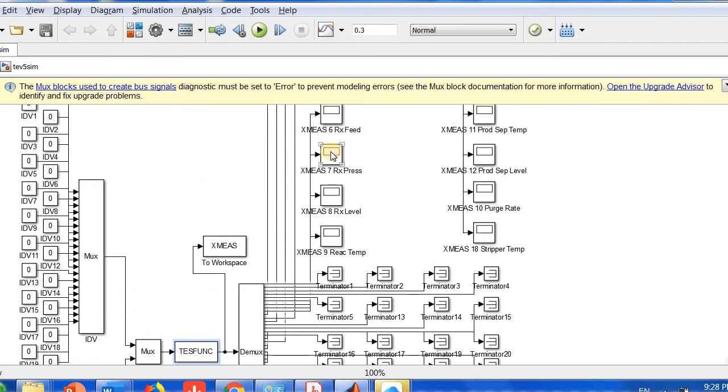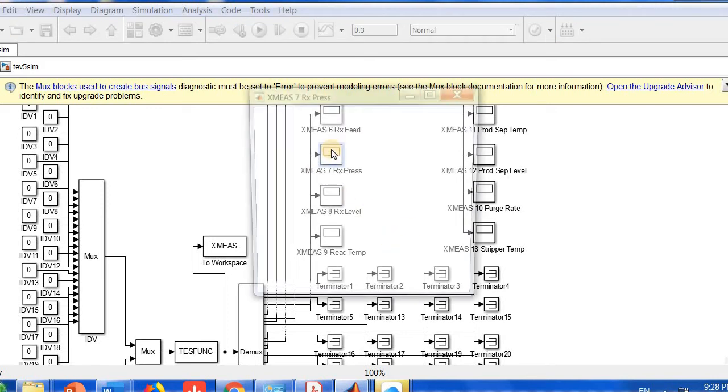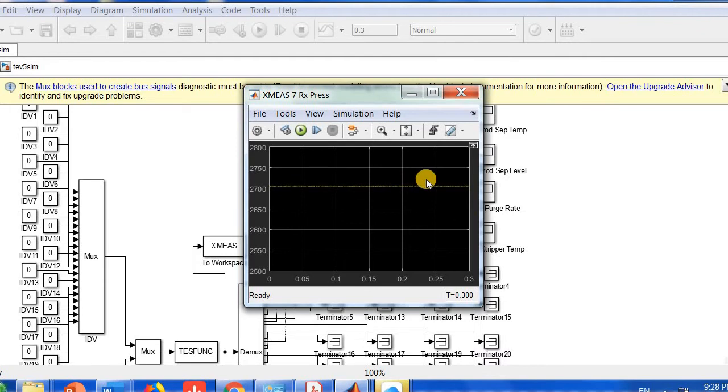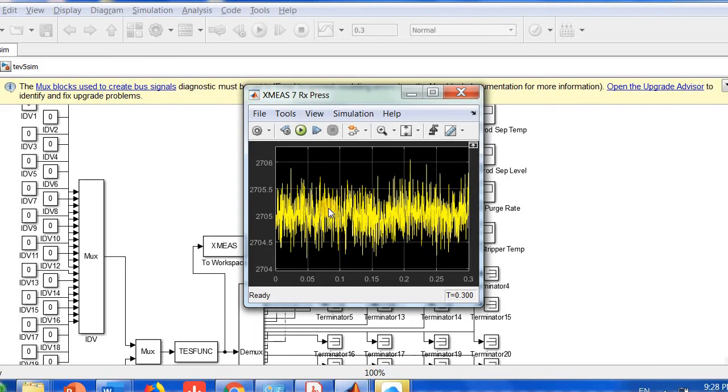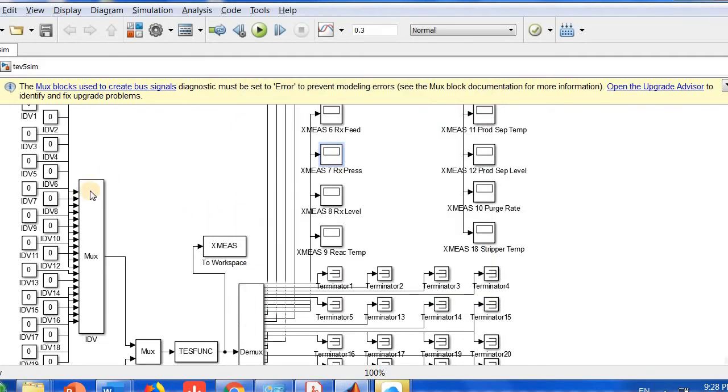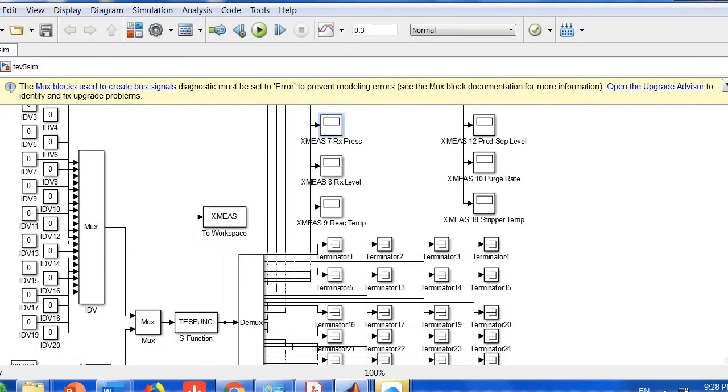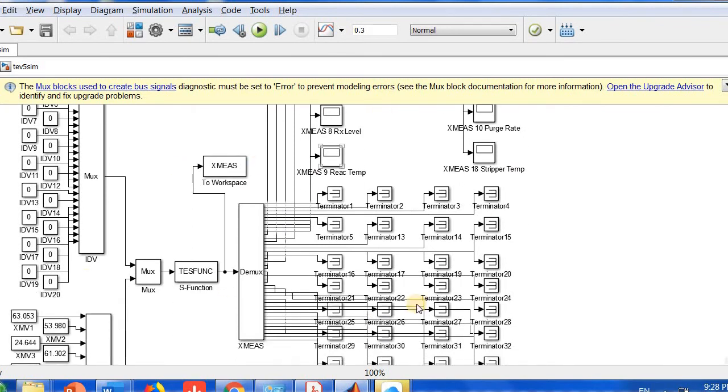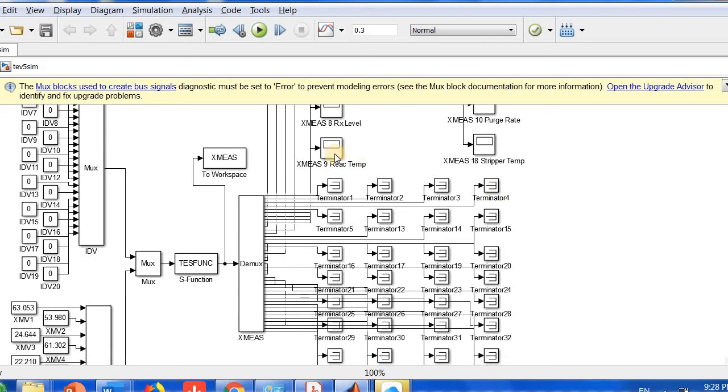If you want to look at how the reactor pressure changes, we can see that just by double clicking on it, and that is my reaction pressure. Okay, reaction pressure. But this looks like a steady state value that is based on all the base values. Any step change will change the whole life of this plant. So we need to keep it with control.